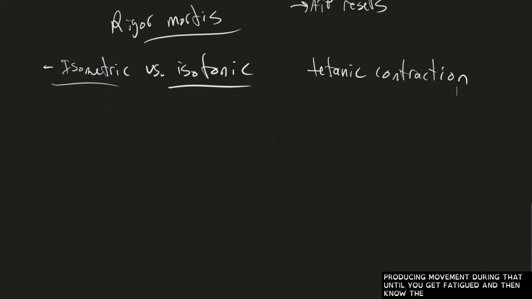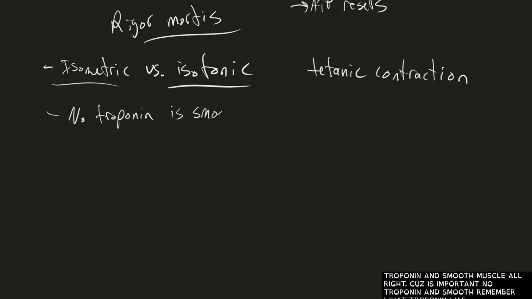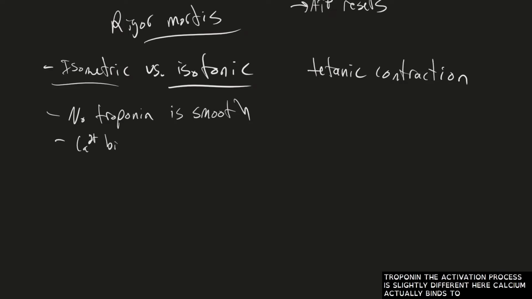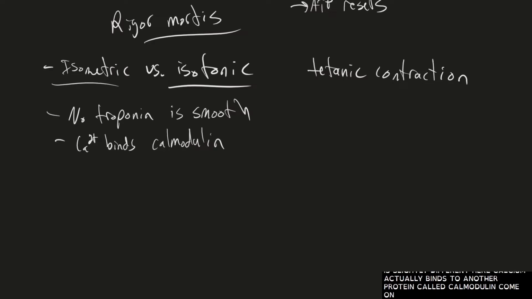Then know the differences between contractions in skeletal and smooth muscle. The main difference is that there's no troponin in smooth muscle. I'll write that because it's important. No troponin in smooth. Remember what troponin was for: it moved the tropomyosin away from the myosin binding sites for muscle contraction. So if there's no troponin, the activation process is slightly different here. Calcium actually binds to another protein called calmodulin. Calmodulin then activates the myosin heads and initiates the binding process. So it's slightly different in smooth muscles.